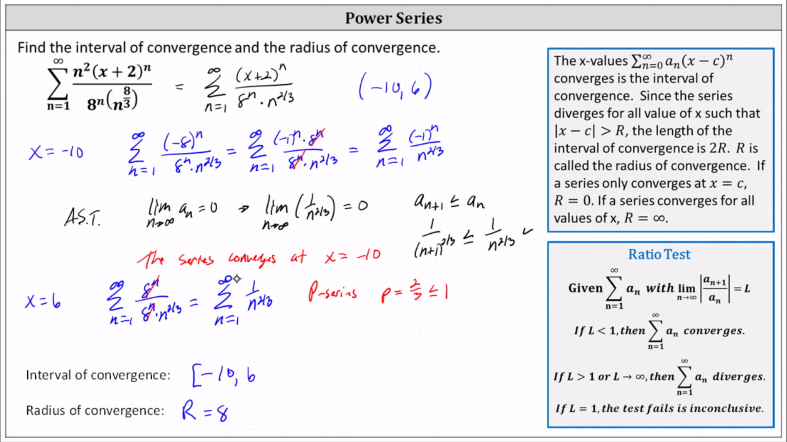Now we know the series diverges at x equals 6, which means we don't include 6 in the interval of convergence, and therefore the interval is open on 6. Now we have the radius of convergence and the interval of convergence. I hope you found this helpful.